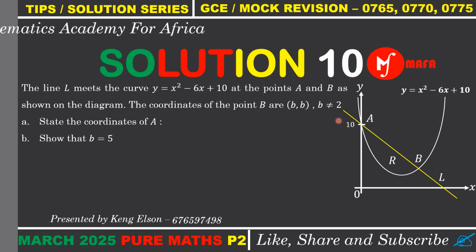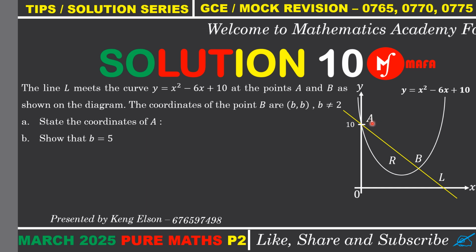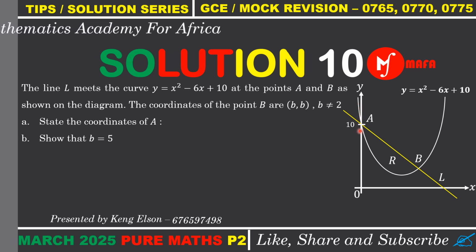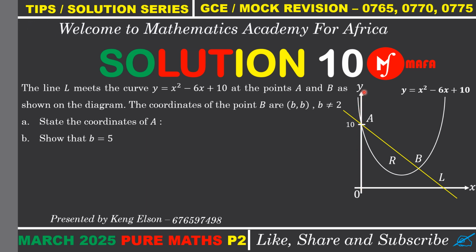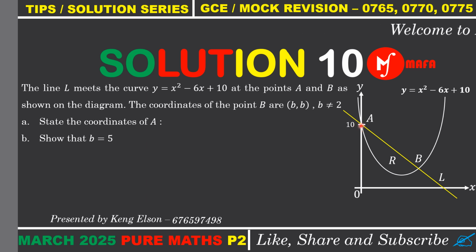Alright, so how do I state the coordinates of the point A? For the coordinates of a point, we need to give the x coordinate and the y coordinate. Now we clearly see that the point A is on the y-axis, which means that the x coordinate is 0, and the y coordinate is 10. It is clearly indicated to us.